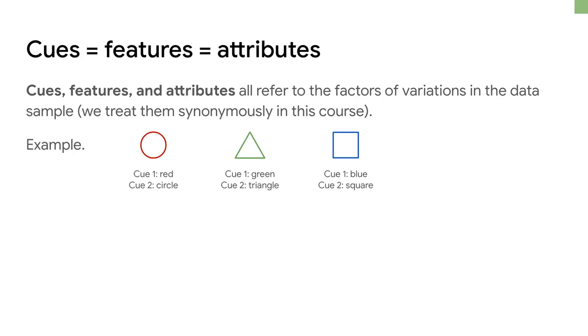Now there are terminologies like cues, features, attributes, and so on. And basically, maybe they have different meanings in different contexts. But in this course, let's say these are all the same concepts. They're basically factors of variation in data. So for example, we have three examples here: red circle, green triangle, and blue square. So we have two factors of variation here. One is shape and the other one is color. Okay, so these are cues.